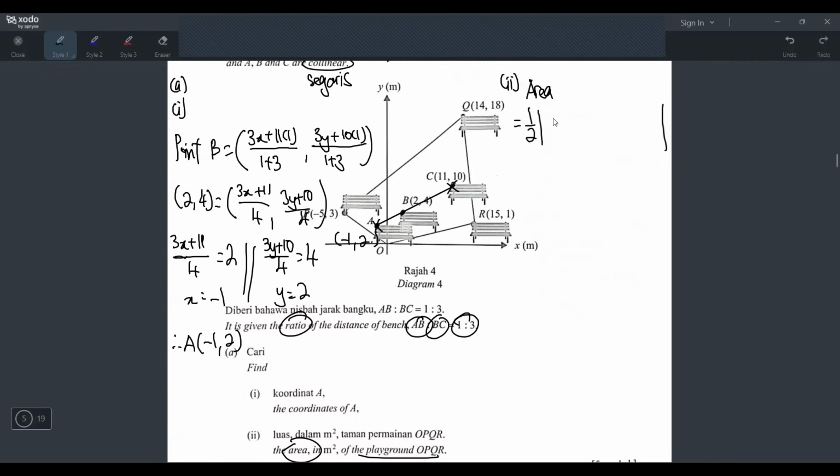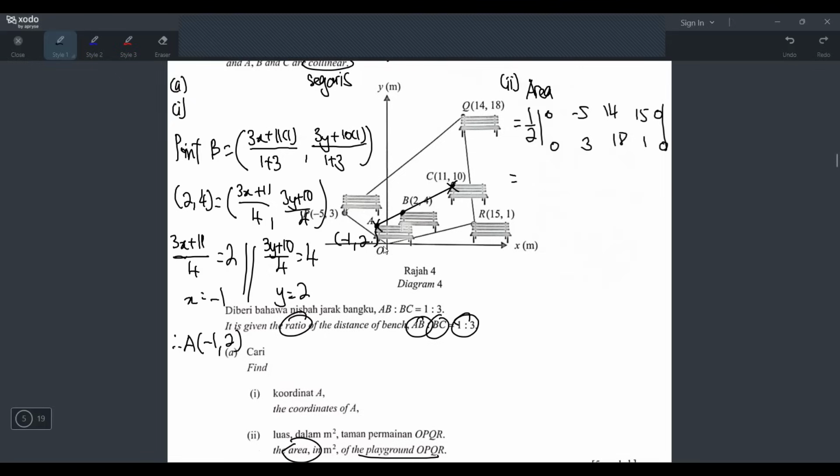1/2 modulus, and then I have to put all the vertices inside the modulus. So they want the OPQR. So do I have the point O? Yes, 0, 0, followed by P. Which one is P? Negative 5, 3, and then Q, 14, 18, and then R, 15, 1. And before you close the modulus, don't forget to repeat the first one, 0, 0.